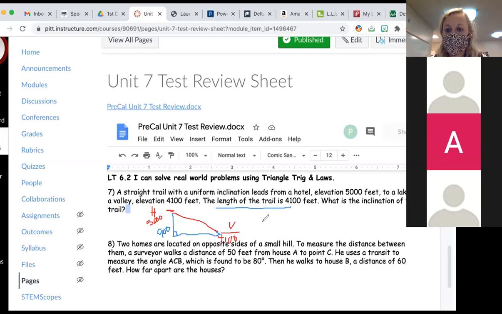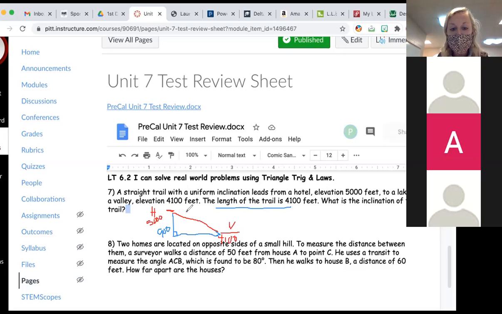Wait, 4,100. Miss Poole, why was it 900? Why is the height 900? Yeah. So the elevation is another word for height. So think about if you're at the mountains. I was just in the mountains this weekend. If we're staying in a hotel that is at elevation 5,000, and then the valley is at elevation 4,100, the difference in those heights is 900. So if I'm talking about the trail between the two, the heights would be 900. Oh. Okay, I got it. You're good.